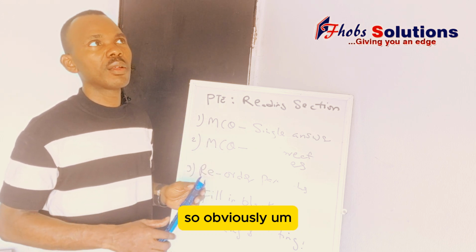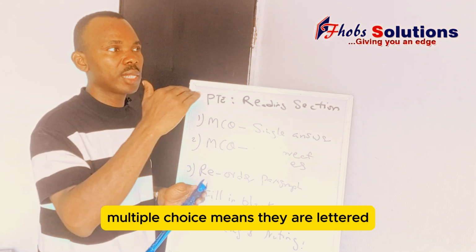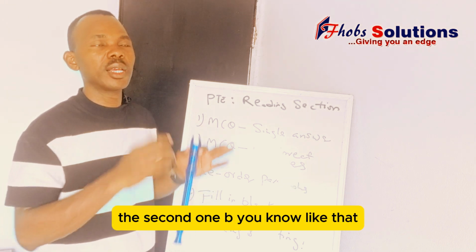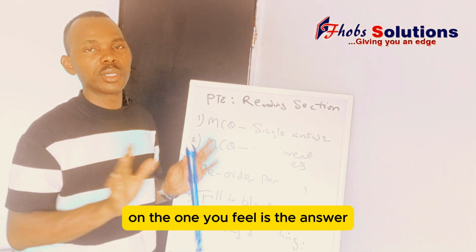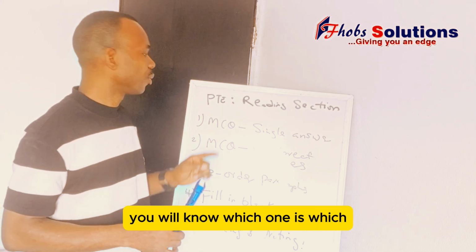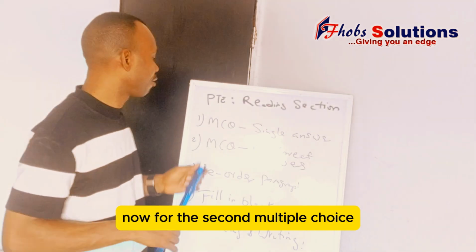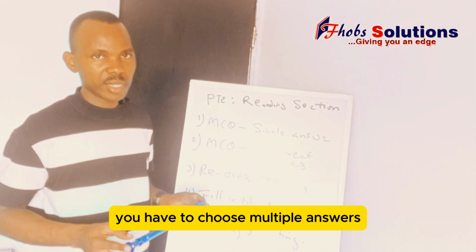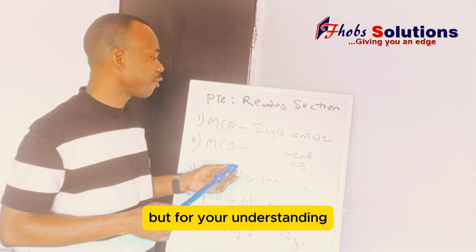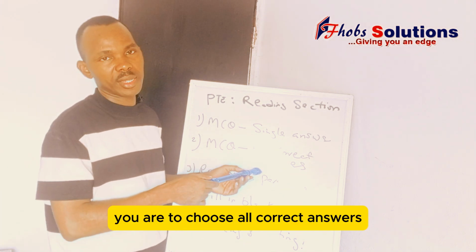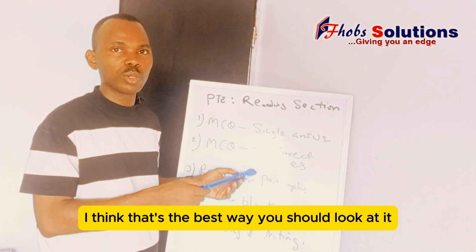Obviously, multiple choice means they are lettered, like the first one A, the second one B. You are simply to click on the one you feel is the answer. From the instruction, you will know which one is which. Now, for the second multiple choice, you have to choose multiple answers. That is how they'll put it. But for your understanding, you are to choose all correct answers. I think that's the best way you should look at it.